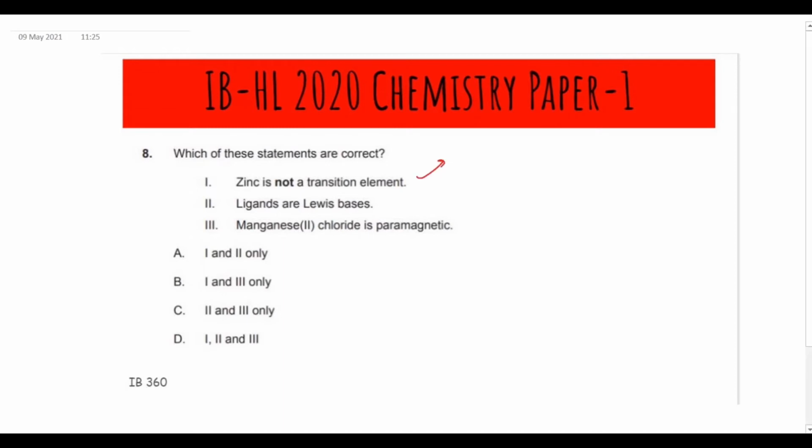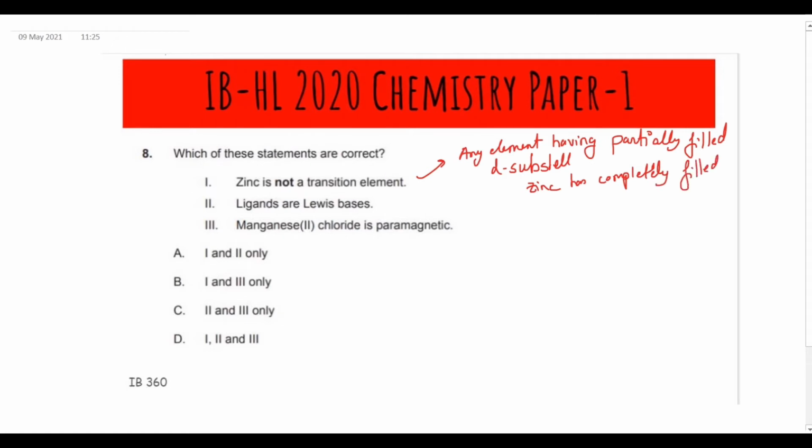So any element having a partially filled d subshell is a transition element. Okay. Now zinc, we know that zinc has a completely filled d subshell. Hence, zinc is not exactly a transition element. Hence, our first option is correct.